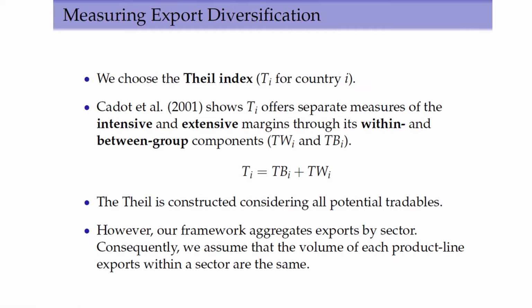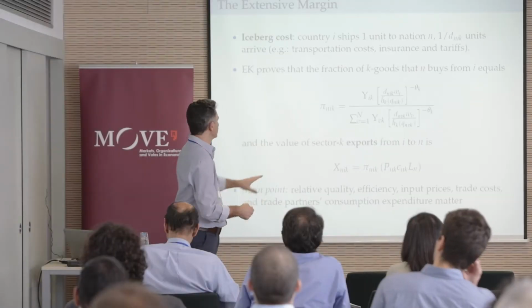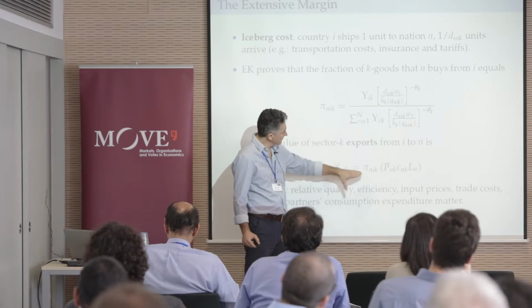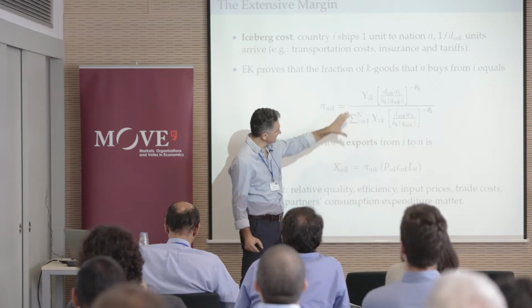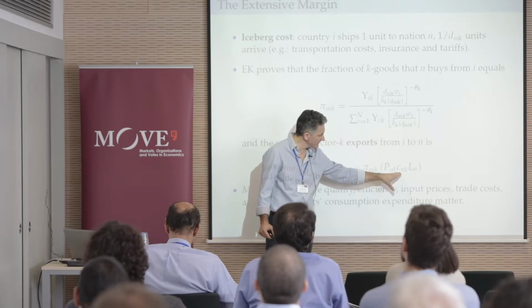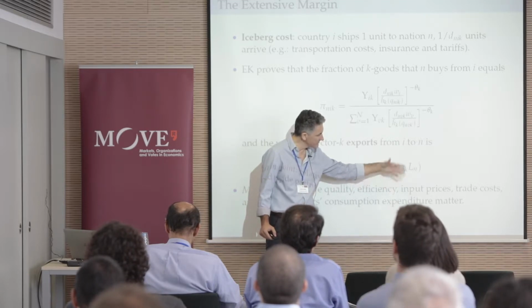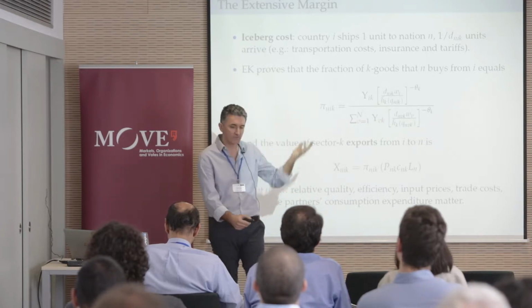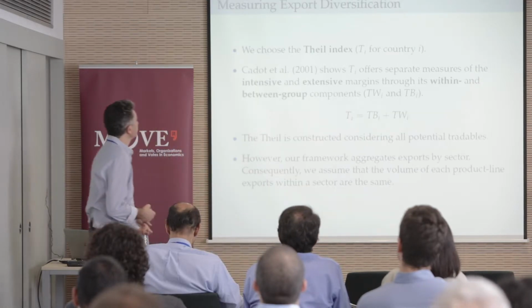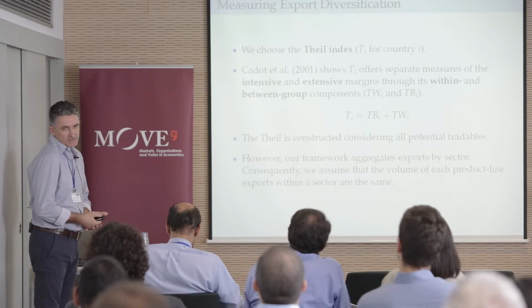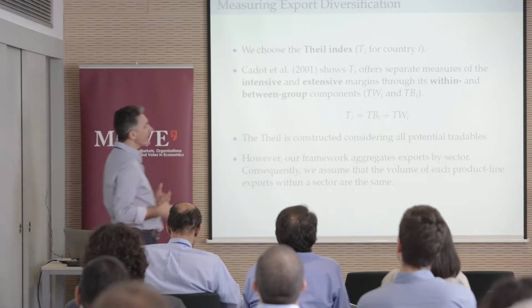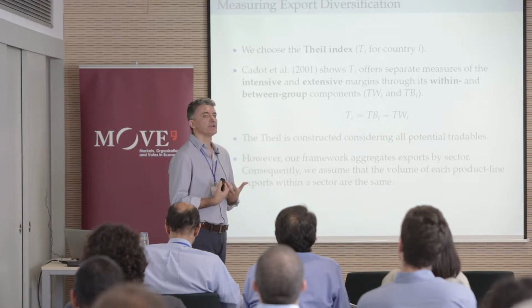Now, the map between the predictions of the model and the data. This is the main prediction: exports depend on the fraction of goods that are exported in each sector times the consumption expenditure in the destination country. How do we match these predictions to the diversification index? Which diversification index? There are many from which you can choose. We choose the Theil index. Why the Theil index? Because it has a very nice property.